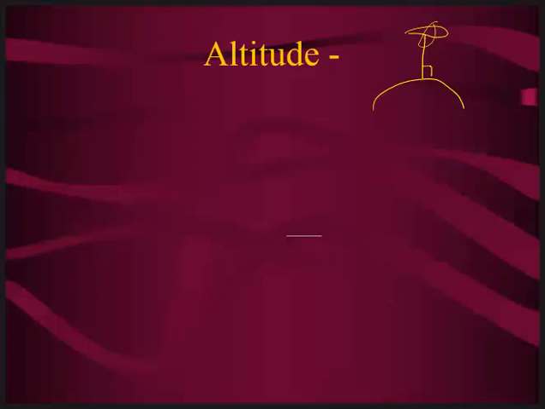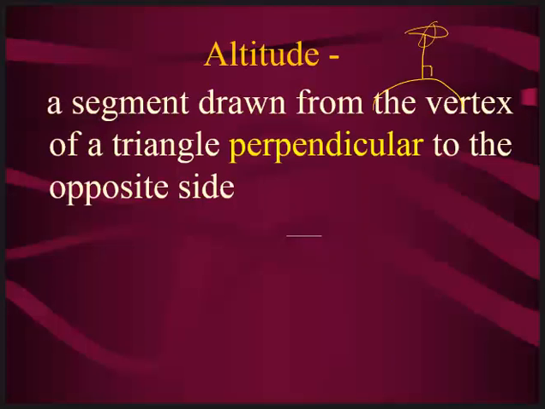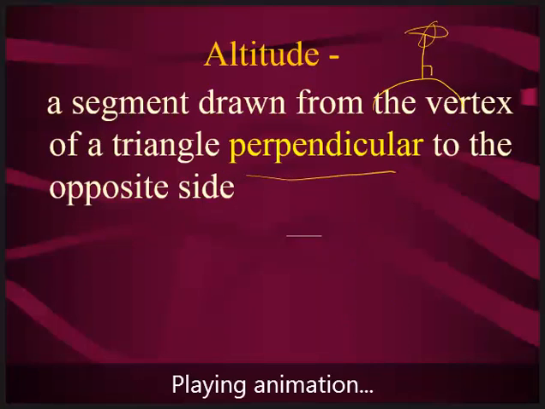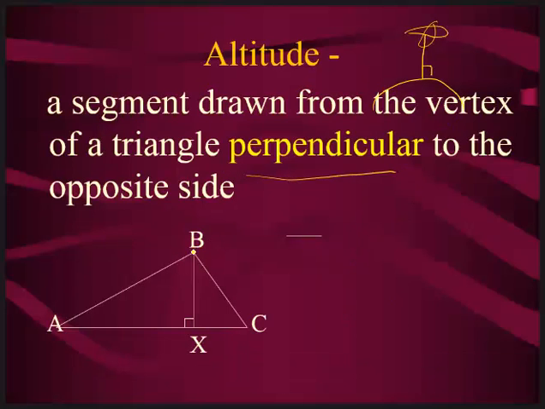So the definition of altitude is a segment drawn from the vertex of a triangle perpendicular to the opposite side. So here is our triangle. We can pick any vertex, and if we go straight down, again, we need to see this perpendicular box there to know that it's an altitude. It goes straight down. Okay, perpendicular bisector, remember, started in the middle and went straight up. It did not necessarily go through the vertex.